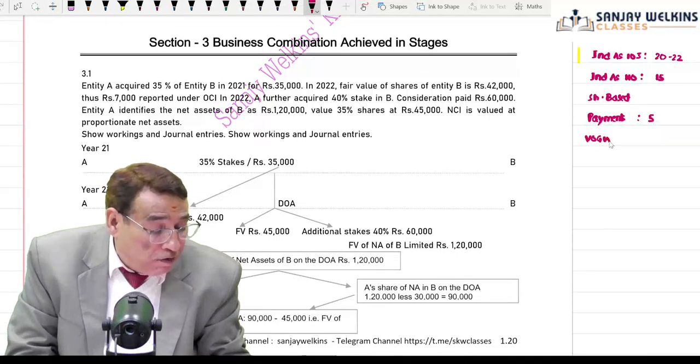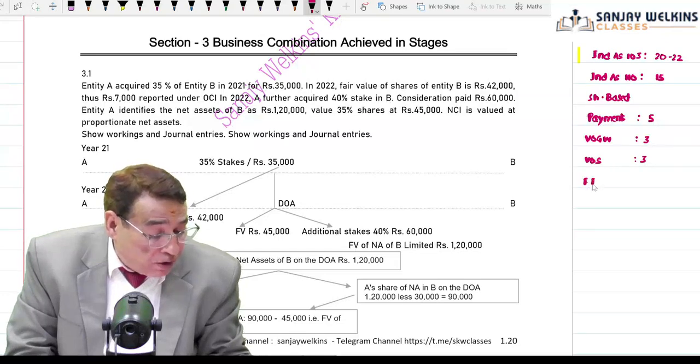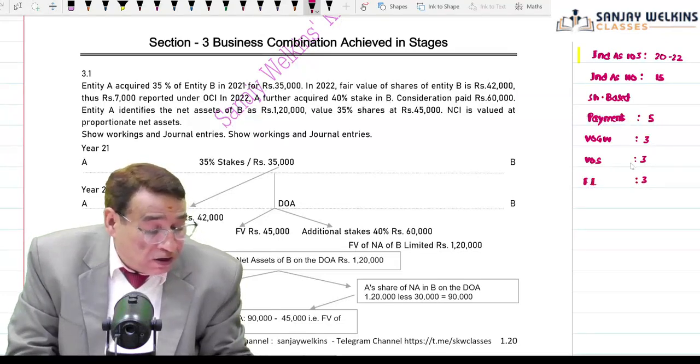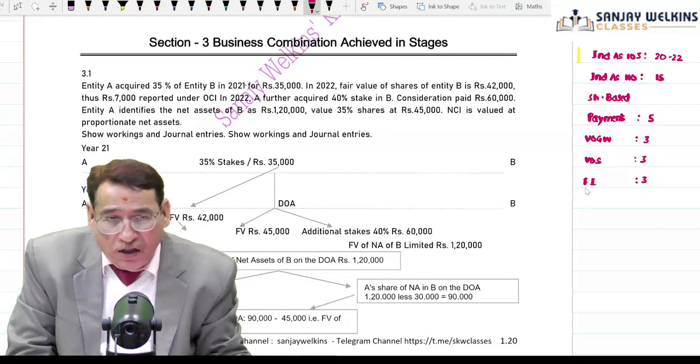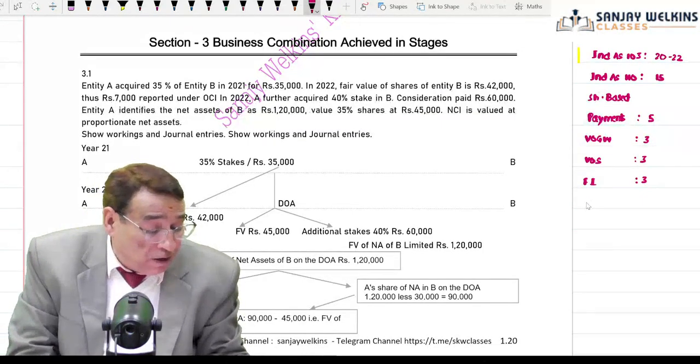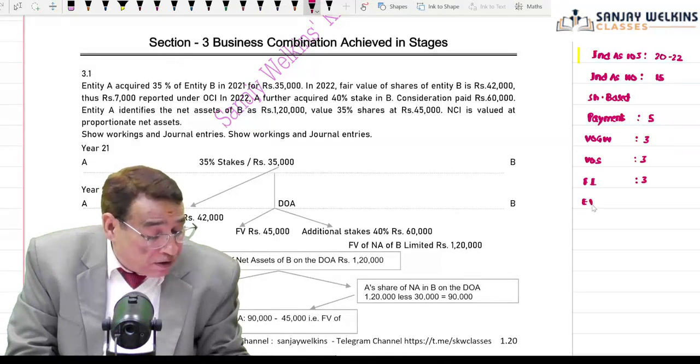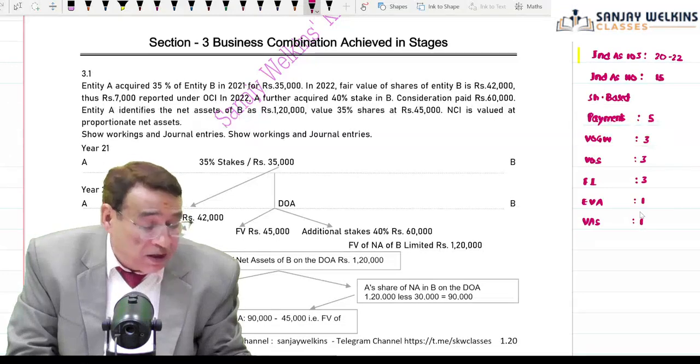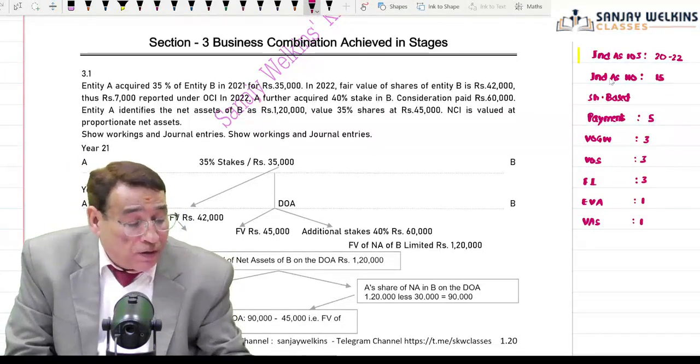Valuation of goodwill, we won't take more than 3 classes. Similarly, valuation of shares, hardly 3 classes. And then financial instruments will be covered in 3 classes. You have seen that the rest of the chapters will not need many classes. And then economic value added, hardly 1 class, maximum 1 class. Value added statement will also require maximum 1 class. So the number of classes we will need is mostly for those 2 chapters.